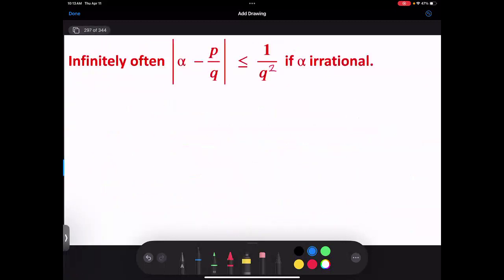Okay. So now, infinitely often, if alpha is irrational, we can find rational numbers p over q such that it's at most 1 over q squared. Can somebody give me a stronger theorem than this? Not significantly stronger, but a little bit stronger. So I claim infinitely often you can find a rational such that the difference alpha minus p over q in absolute value is less than or equal to 1 over q squared. How could you make this a little bit stronger?